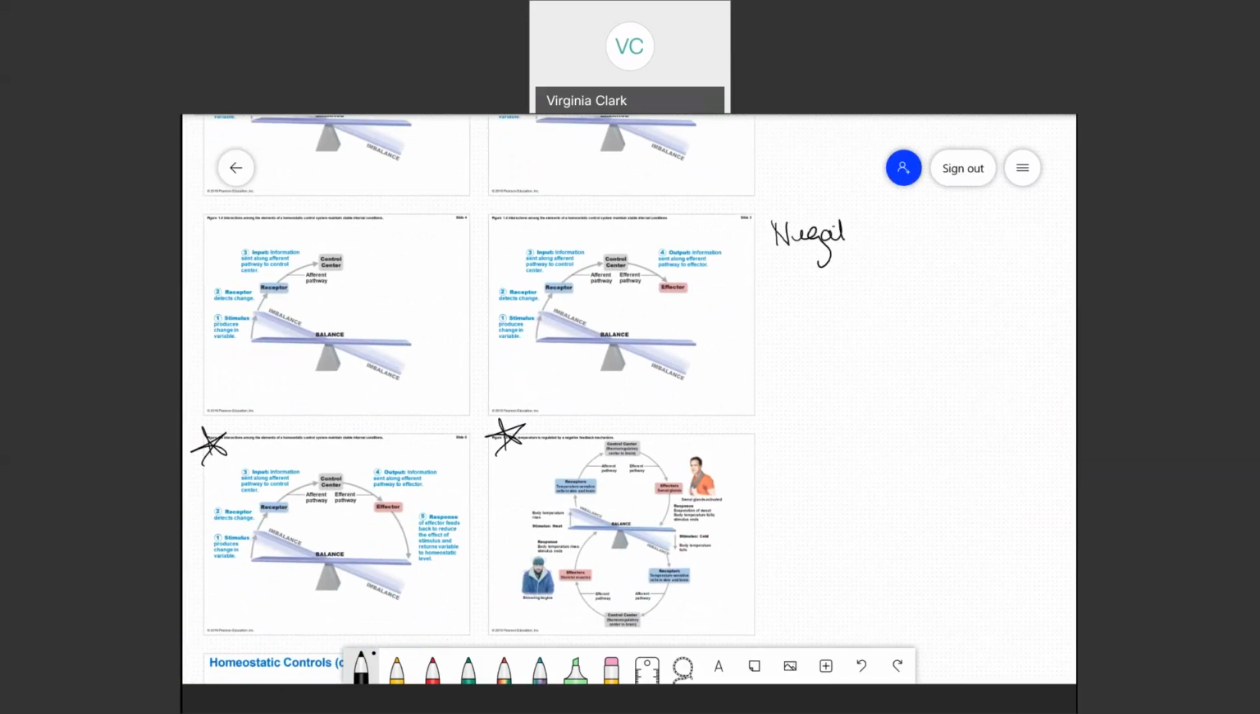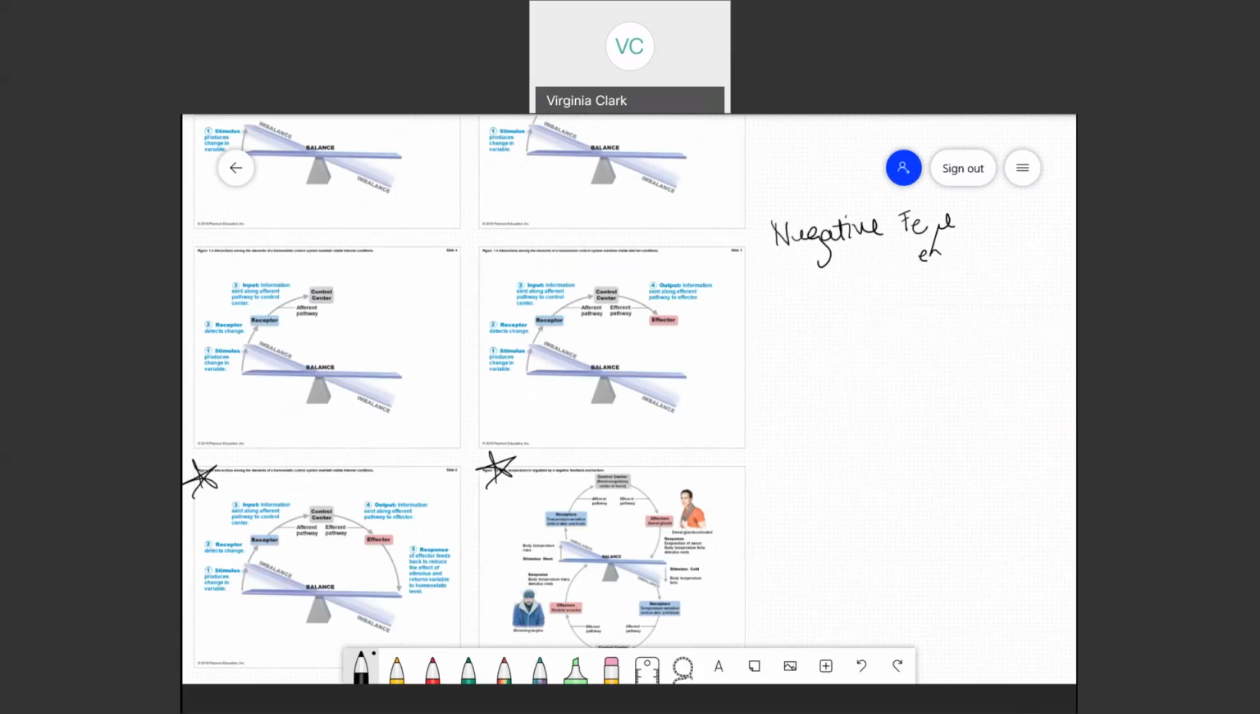And the example that we are going to use is body temperature. My tablet keeps moving, y'all. I apologize.